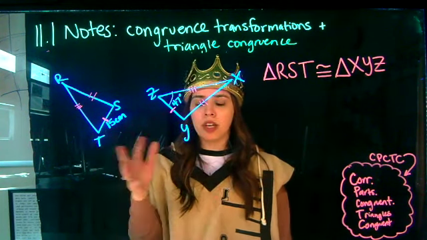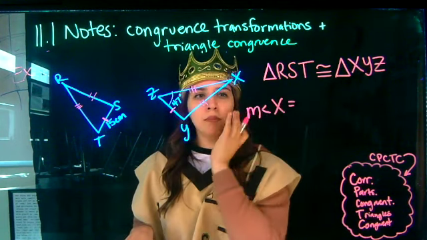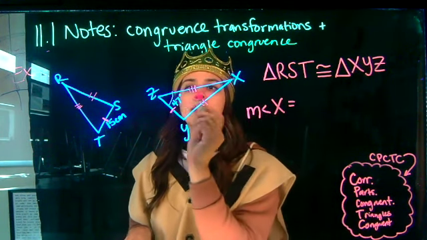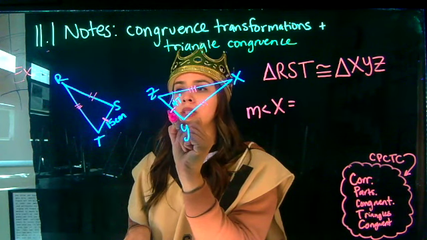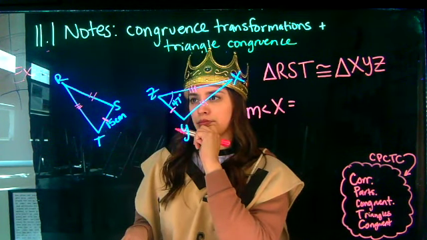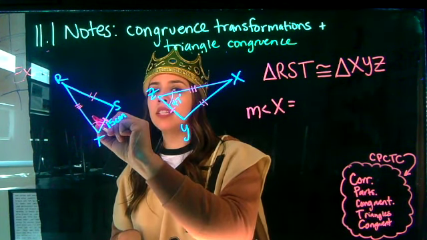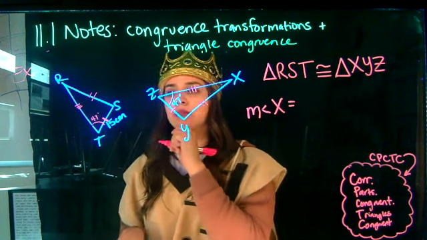Hopefully you'll see that. All right, so the question here is to answer the missing parts that you can. You might not be able to answer all of the missing parts. So can you tell me the measure of angle X? Well, it looks like Z corresponds to angle, which angle does it correspond to? T. Yep. So we could say that T is also 47 degrees.